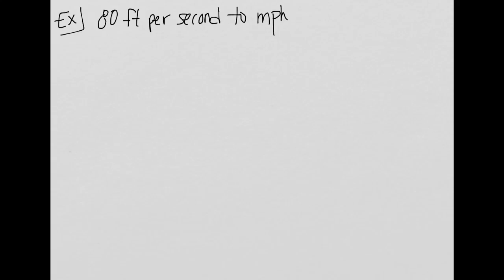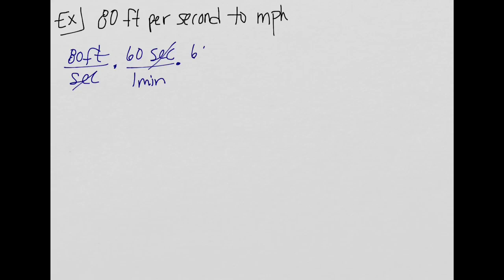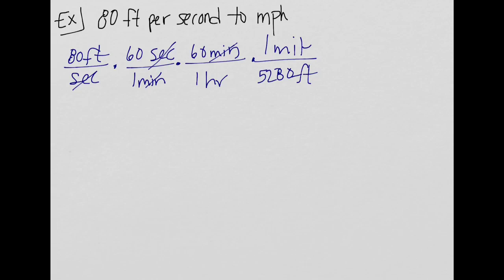Alright, I'm going to do this one really fast and not talk through it too much just because of time. So we're going to do 80 feet per second. I want to do 60 seconds in 1 minute. I'm trying to get to hours. Then I know that there's 60 minutes in 1 hour, so that'll cancel minutes. And then I need to get feet to miles, sorry. So I know that feet need to go on bottom, so there's 5,280 feet in 1 mile. So there's all of my units. So I wanted miles per hour, which is what I have.